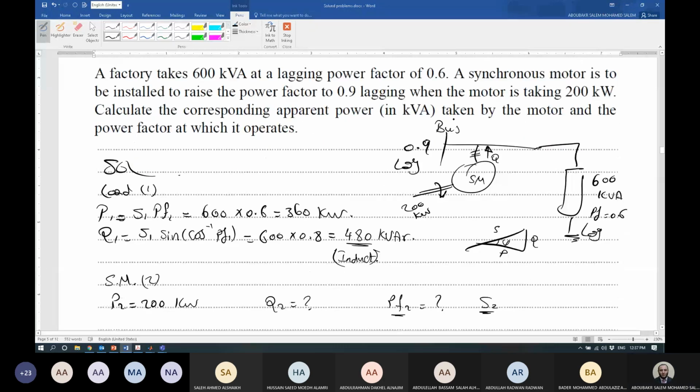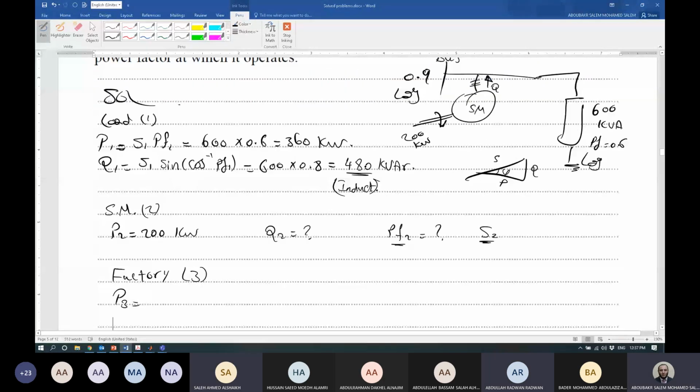Guys, P3, the power at the bus bar here equals what? The P1 summation. Summation, exactly. So it's P1 plus P2. So here it will be 360 plus 200. Okay? 560 kilowatts. This is our power, and the Q3 can be obtained by the data of the new power factor.